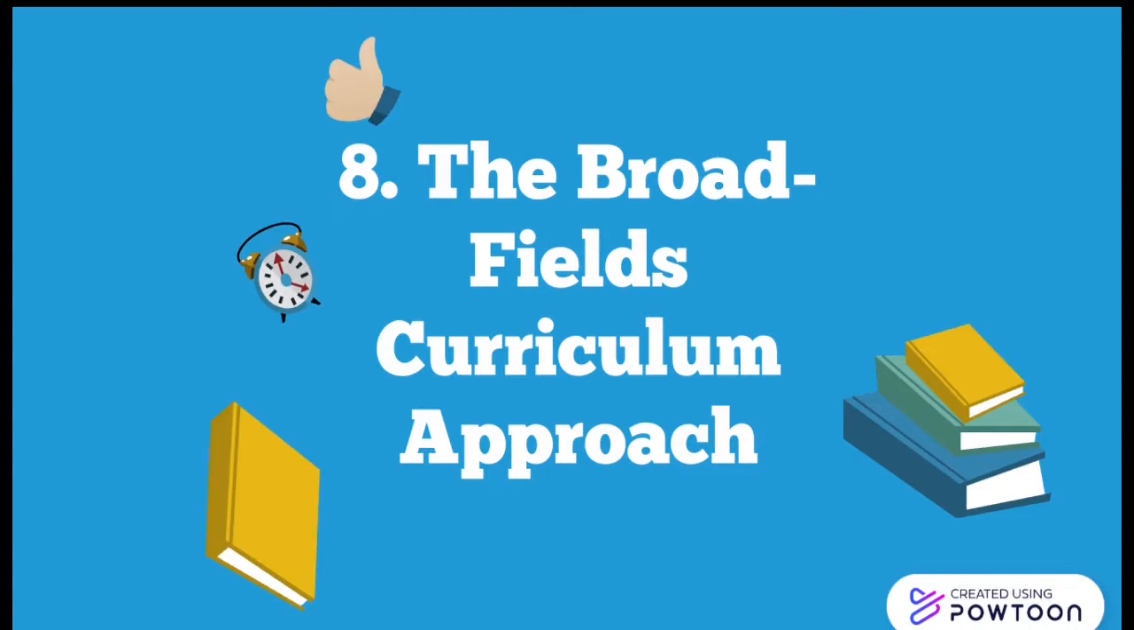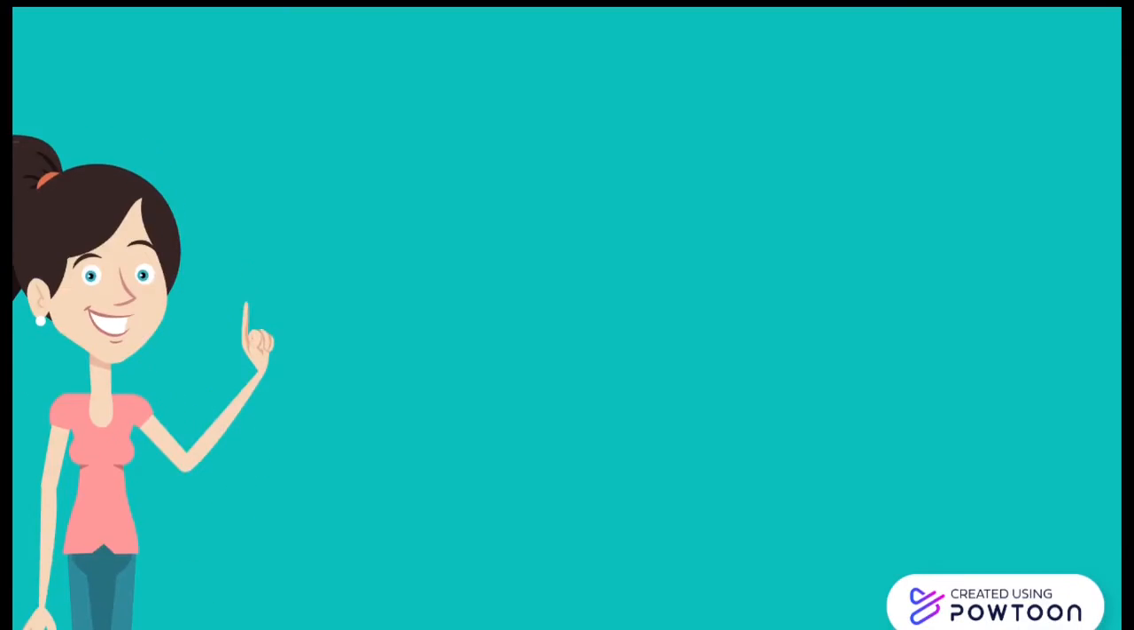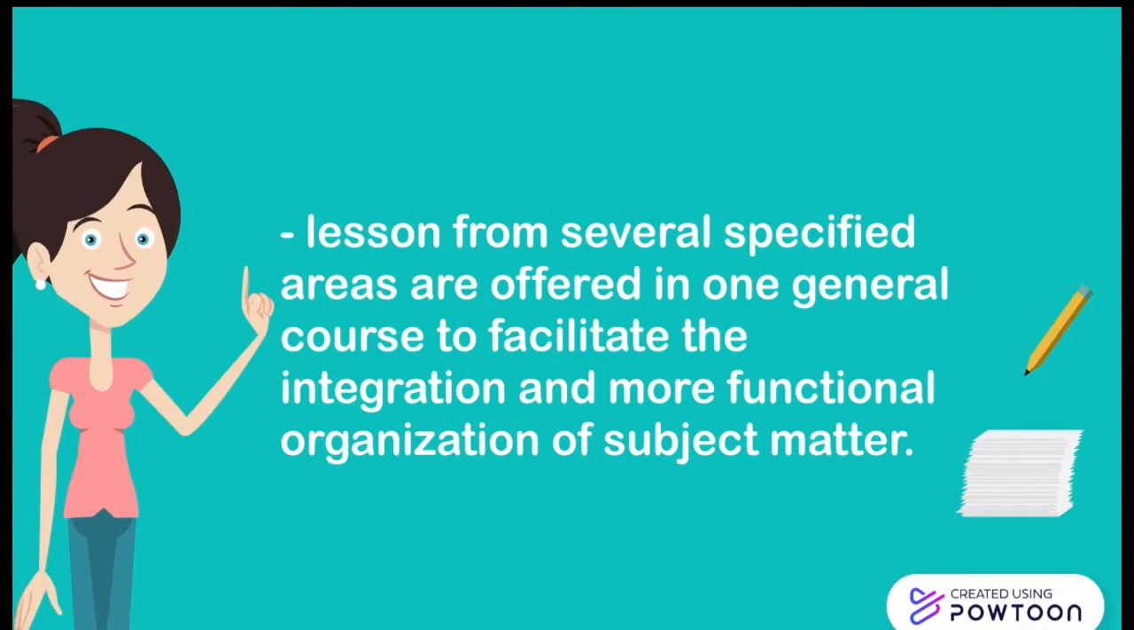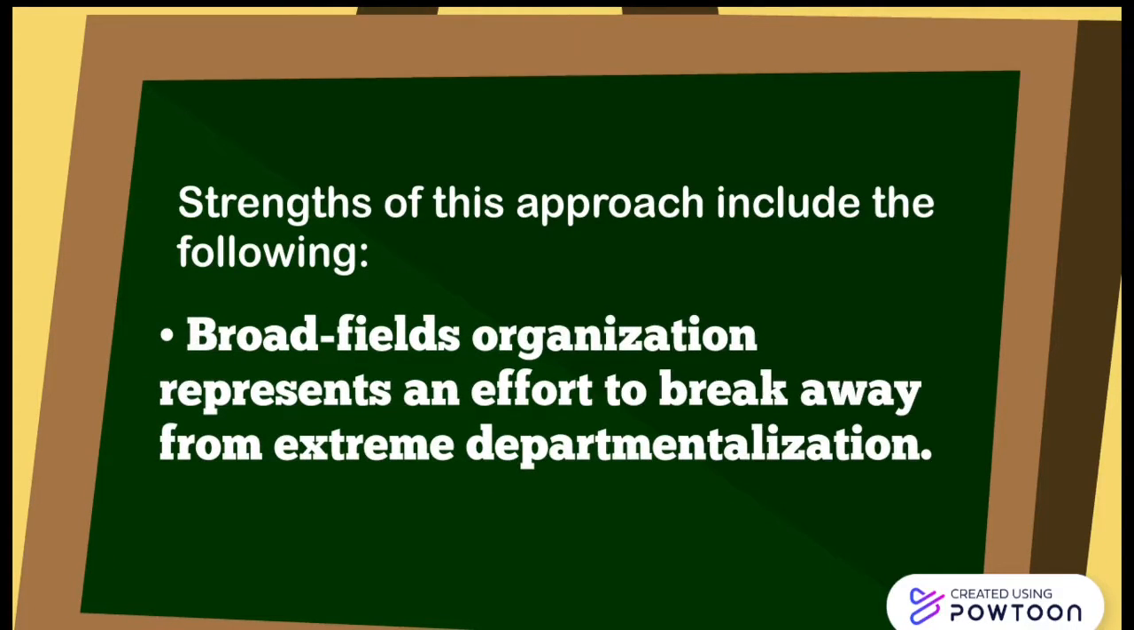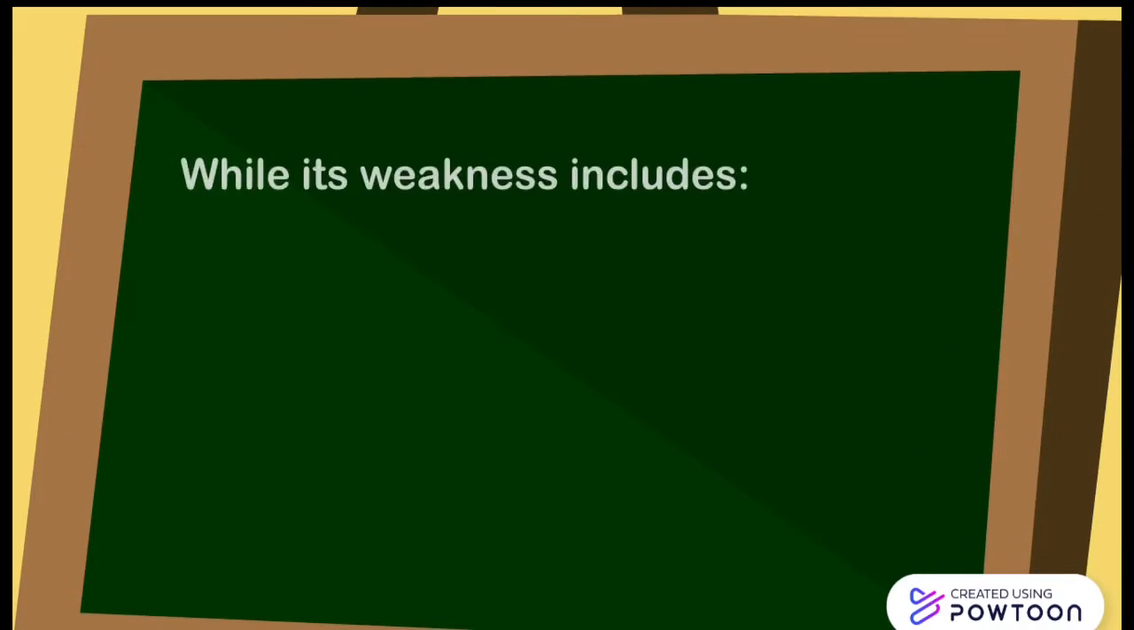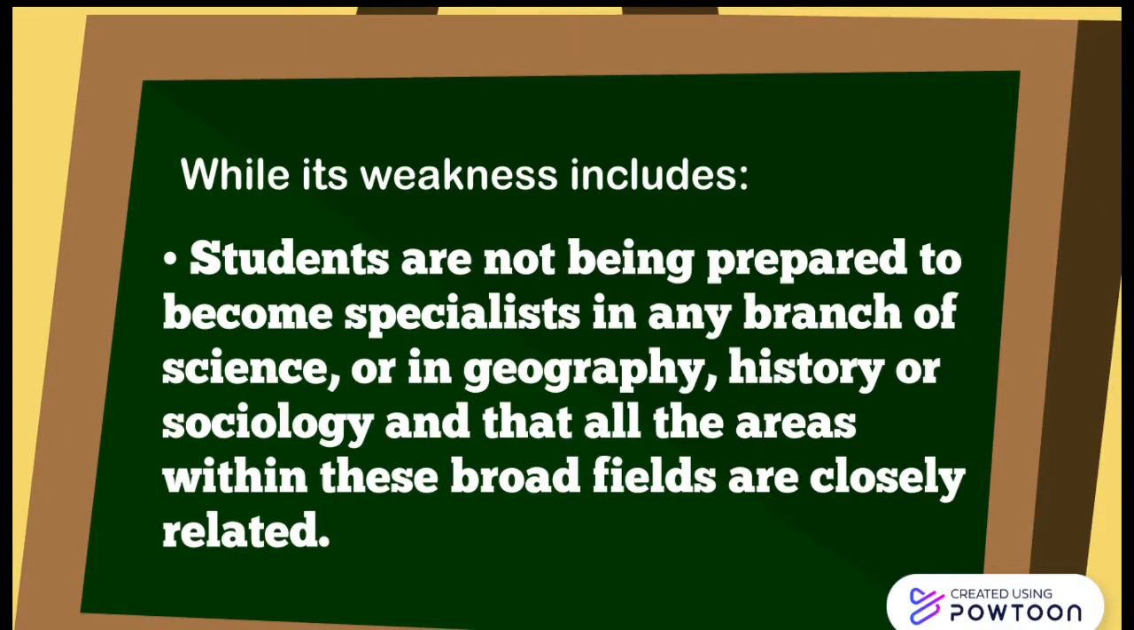Number 8. The broad fields curriculum approach. Lessons from several specified areas are offered in one general course to facilitate the integration and more functional organization of subject matter. A strength of this approach is that the broad fields organization represents an effort to break away from extreme departmentalization. Its weakness includes this: students are not being prepared to become specialists in any branch of science or in geography, history, or sociology, and all the areas within these broad fields are closely related.